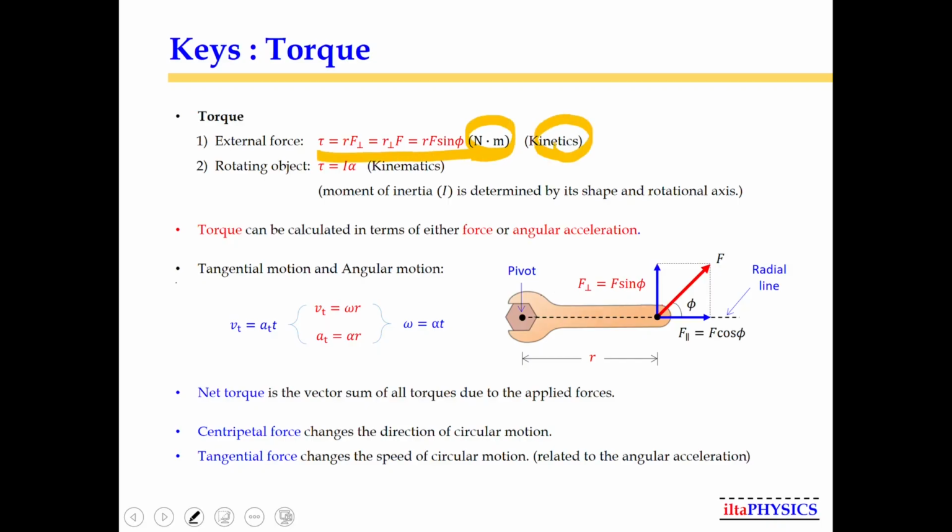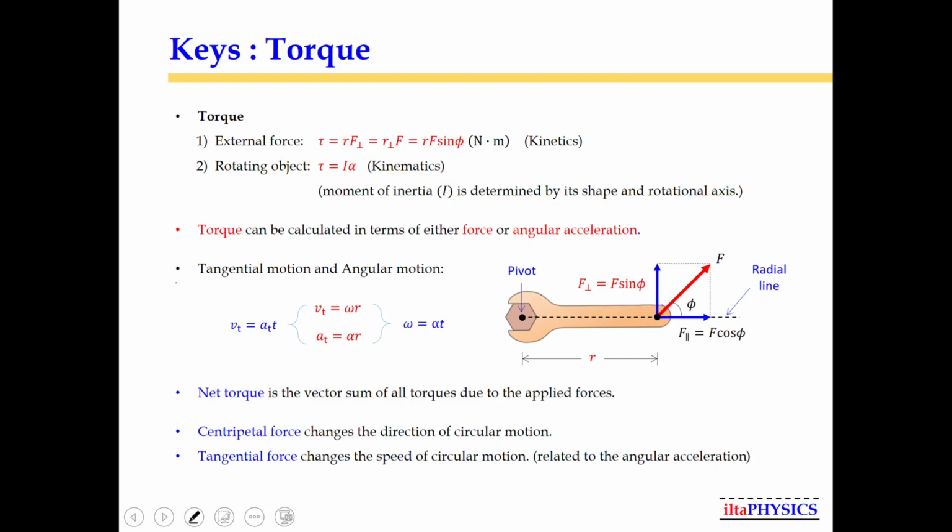Calculating torque this way is an interpretation from a kinetic perspective, essentially how an applied force causes an object to rotate. However, torque in rotational motion can also be defined from a kinematic perspective using angular acceleration. In other words, it can be calculated as the product of the object's moment of inertia and its angular acceleration. The moment of inertia in rotational motion is determined by the object's shape and the axis of rotation, which we'll cover in more detail in the next chapter.